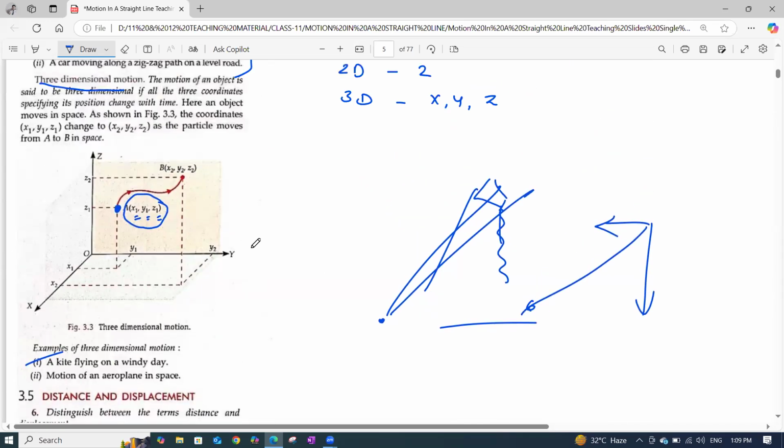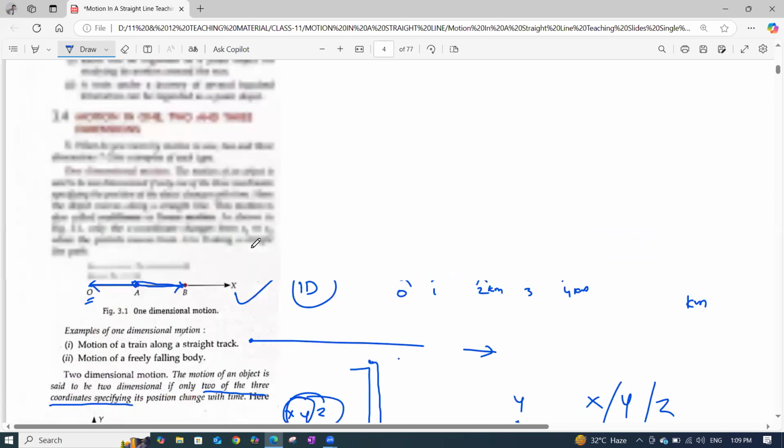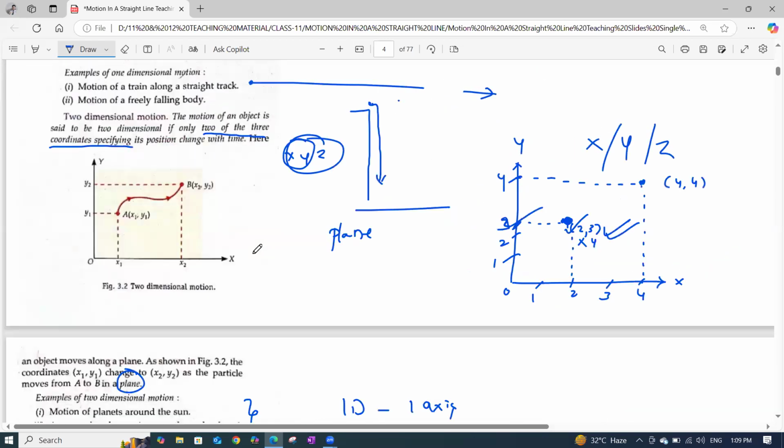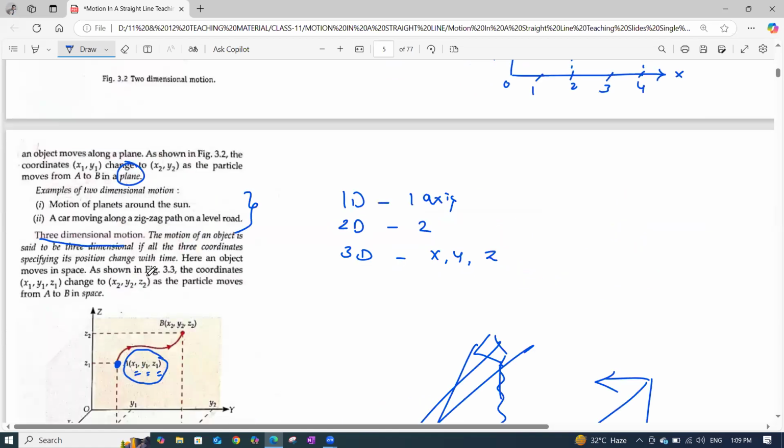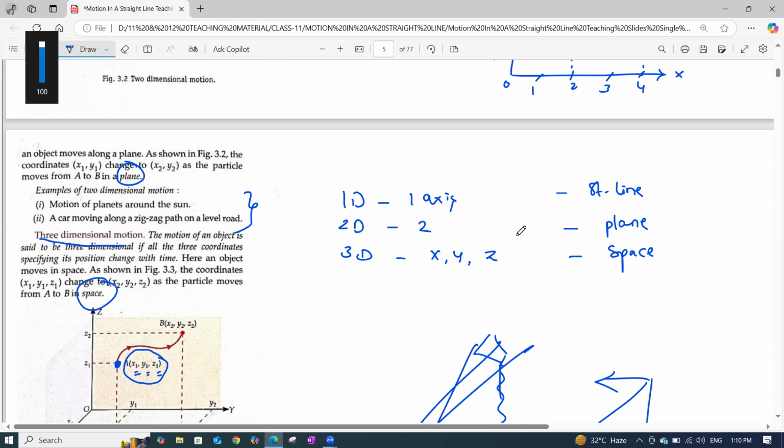One-dimensional motion will be observed in a straight line. Two-dimensional motion will be observed in a plane. Three-dimensional motion will be observed in space. So one-dimensional motion in a straight line, two-dimensional motion in a plane, three-dimensional motion will be observed in space. So these are the things you need to understand.